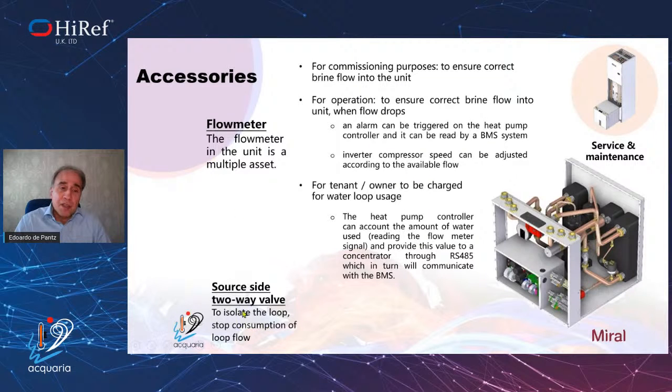And the second accessory is the two-way valve, again on the source side, because it's important, for example, to close the loop flow in case of domestic water production together with the cooling mode, or, for example, if I leave the house for holidays for a few days, I may decide to shut down the units and the flow to avoid the loop flow through the heat exchanger, to avoid the consumption of this energy.